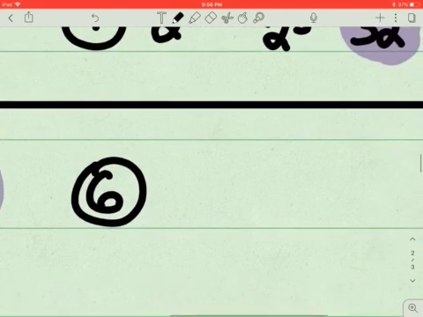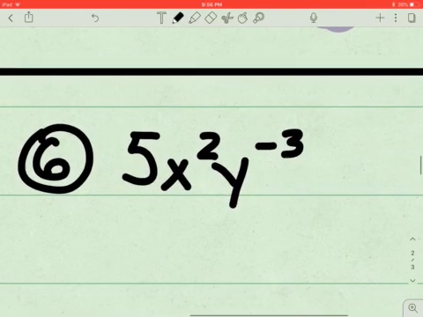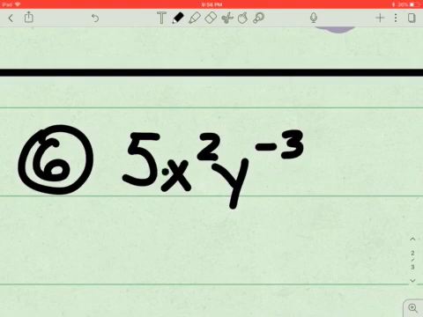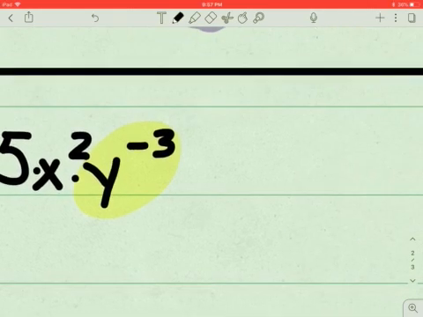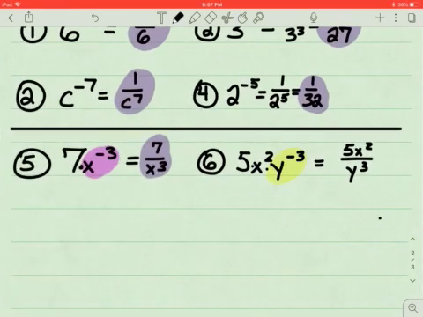So say I have maybe 5, x to the 2nd, y to the negative 3rd. So that's the same as 5 times x squared times y to the negative 3rd. So I look for my negative exponent, and I have one in my negative 3. So that term goes to the denominator, and everything else stays in my numerator. So it's 5x to the 2nd all over y to the 3rd. So I'm just taking whatever my negative exponent is, and I'm putting it in my denominator, and everything else stays in my numerator.